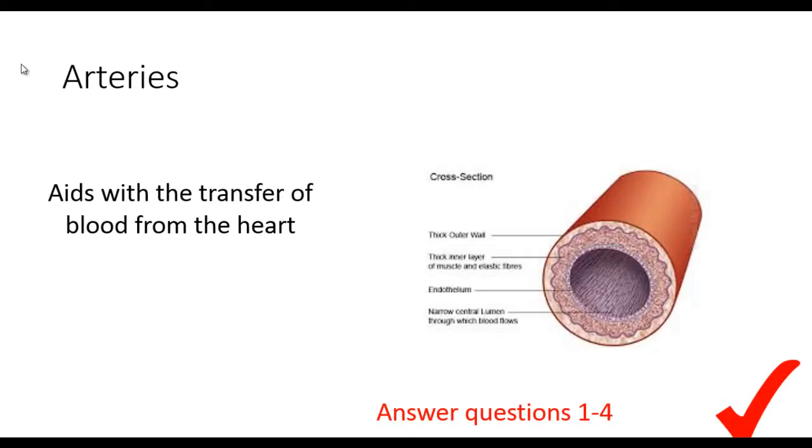Arteries are found throughout the circulatory system. Their purpose is to aid with the pumping of blood through the body.